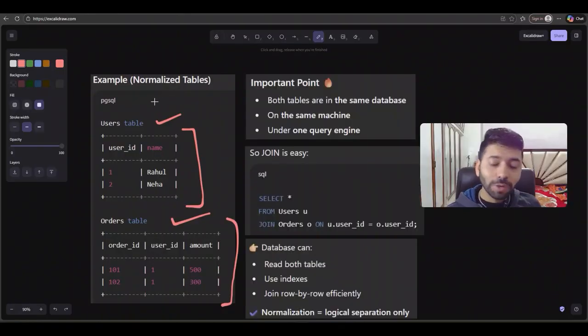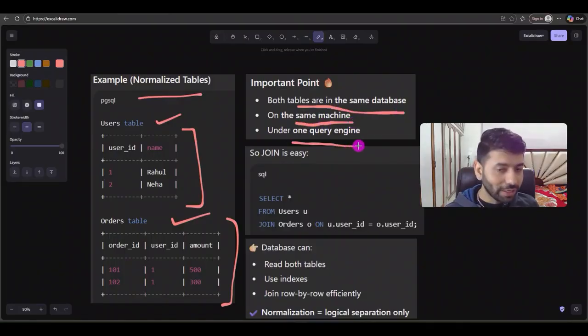Correct? So the important thing to remember in normalization is that both the tables are in the same database. They are also on the same machine, and they are under one query engine. So that means it's not physical separation. These are just logically separated. Both tables are on the same machine in the same database, so they are part of the same query engine. That's why join is easy here.